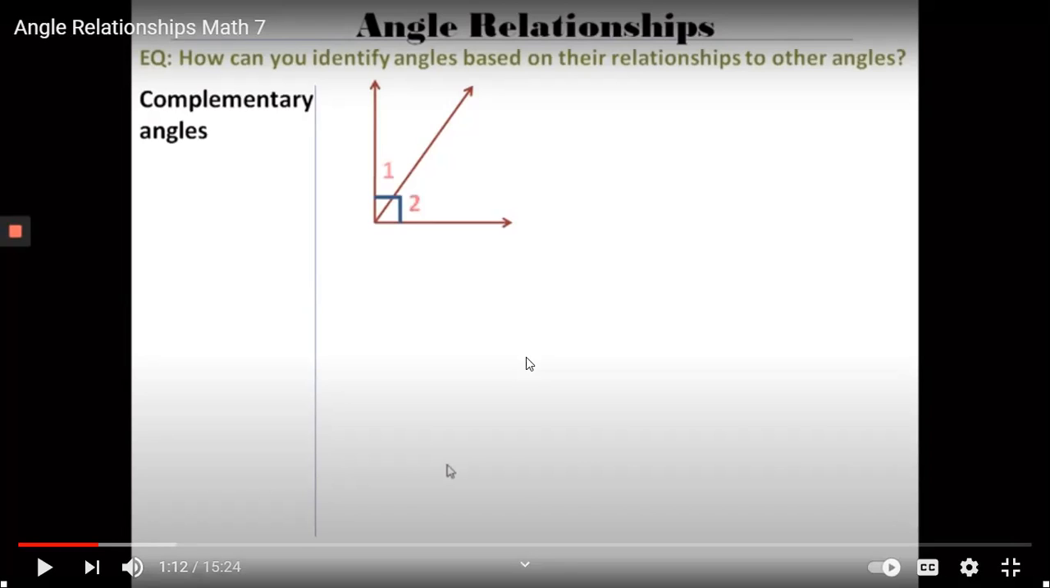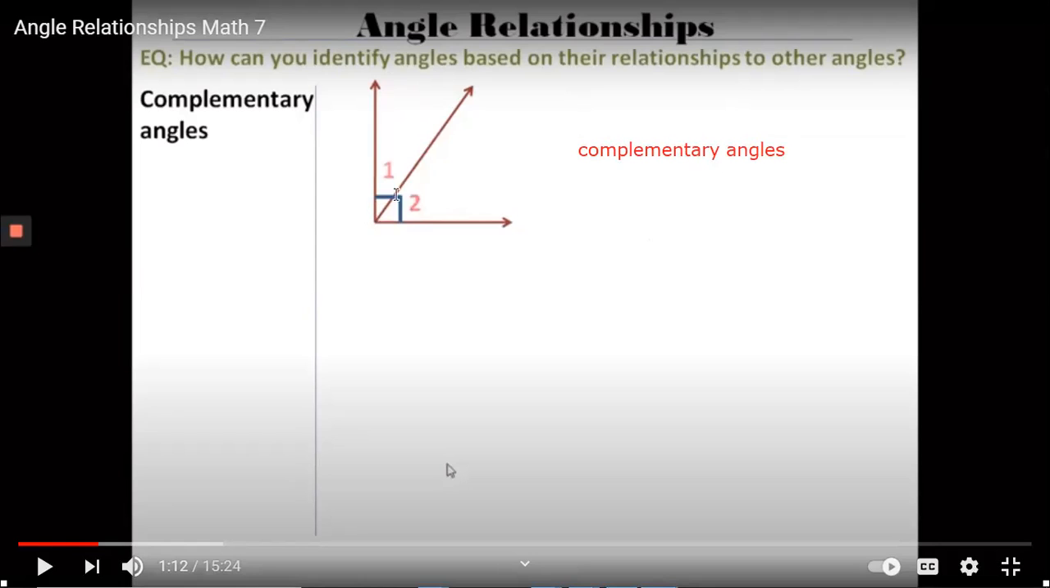Complementary angles. Is there anyone who can tell me what complementary angles means? What do you see in front of you now, grade 8, grade 7? It's not a triangle. It's just a right angle, right?